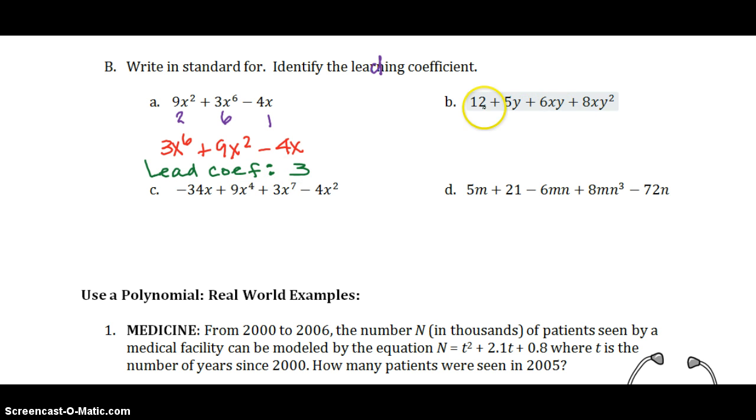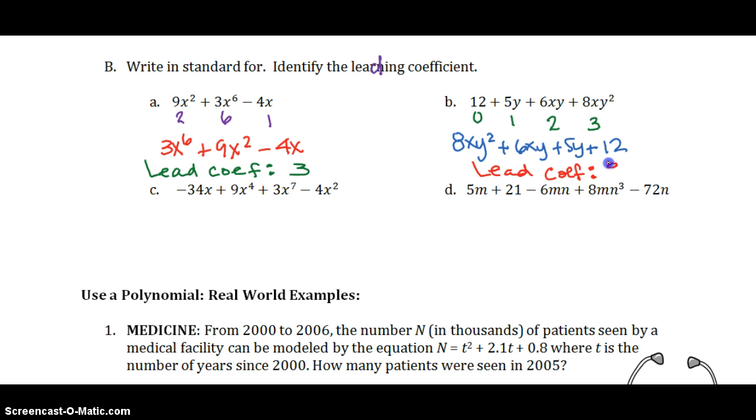All right. Next we have 0. We have 1. We have 1 and 1, which makes 2. We have 0, 1, and 2, which makes 3. So in standard form, we would write this 8xy squared plus 6xy plus 5y plus 12. And our leading coefficient is 8. I'm going to let you try C and D.